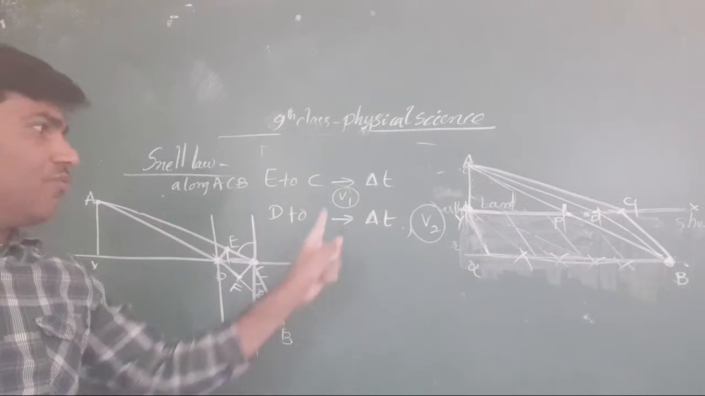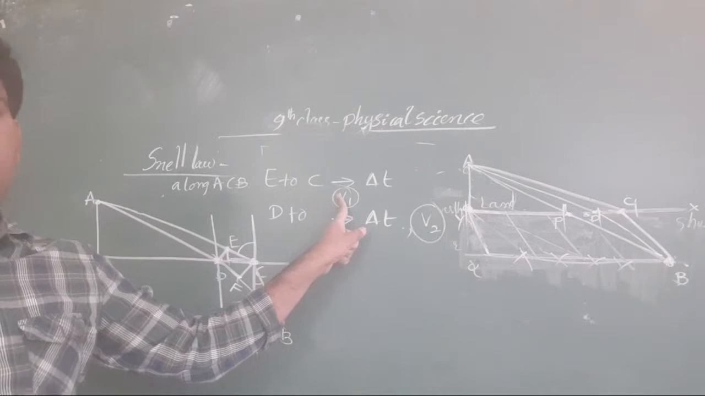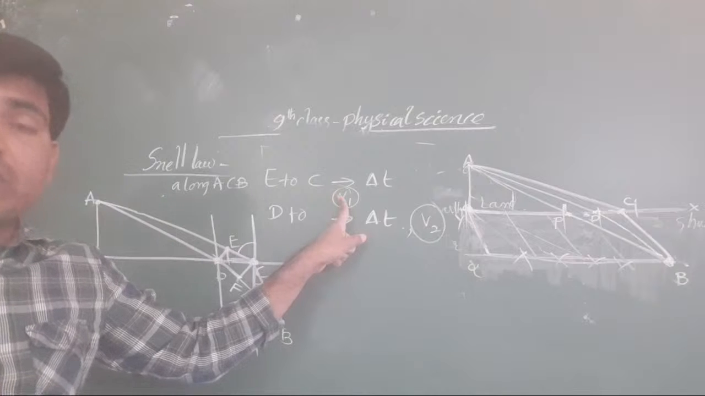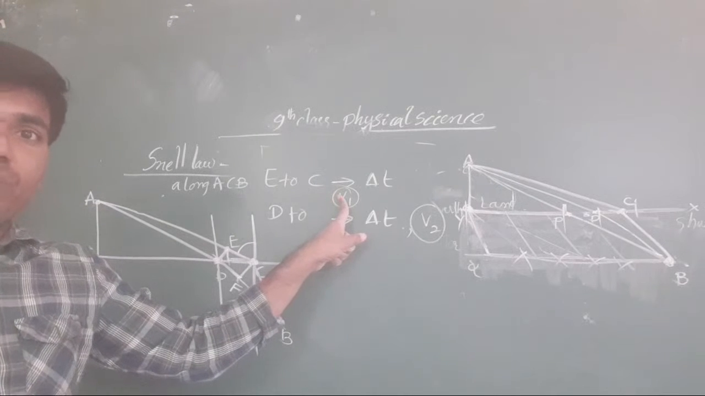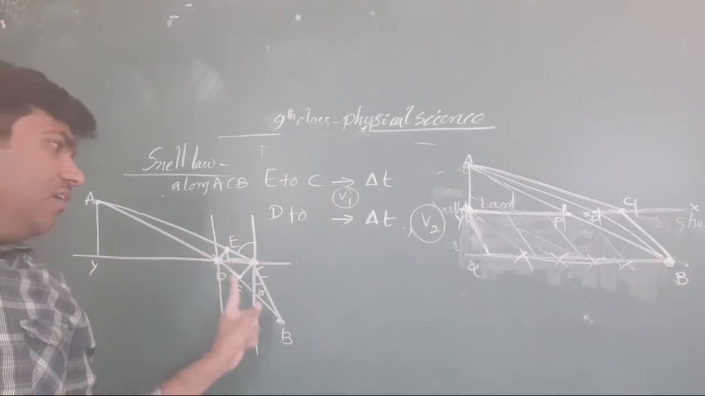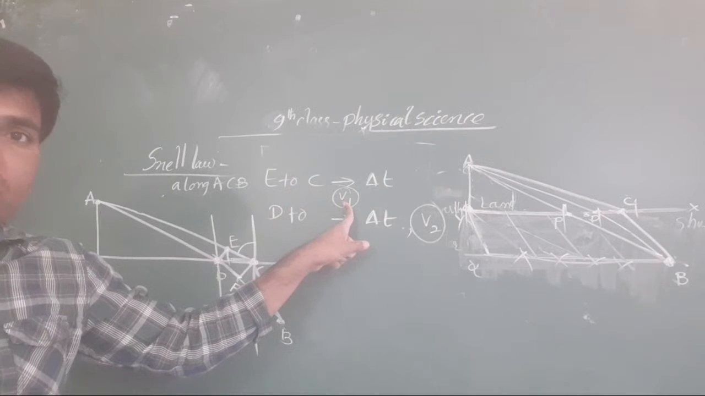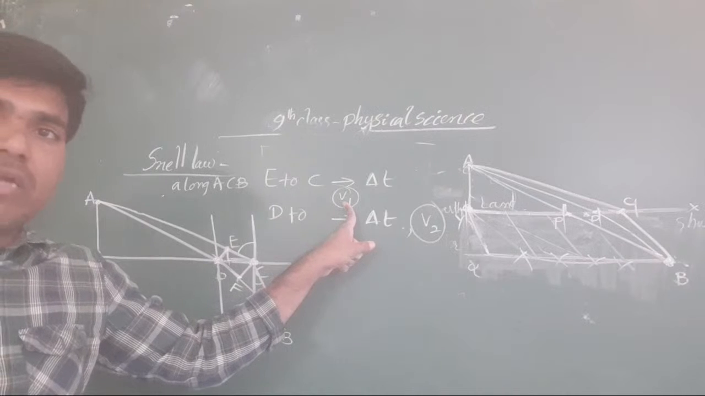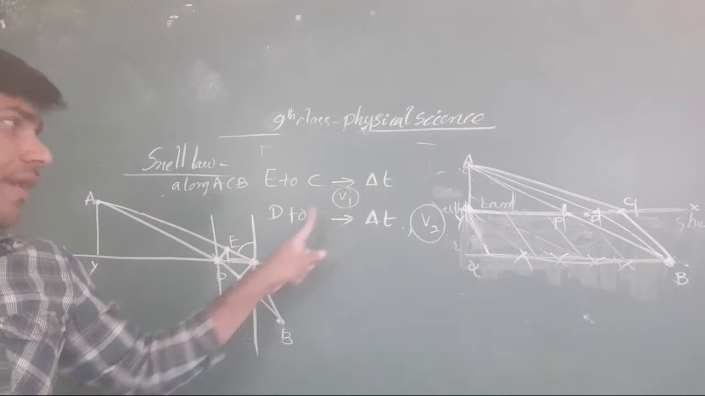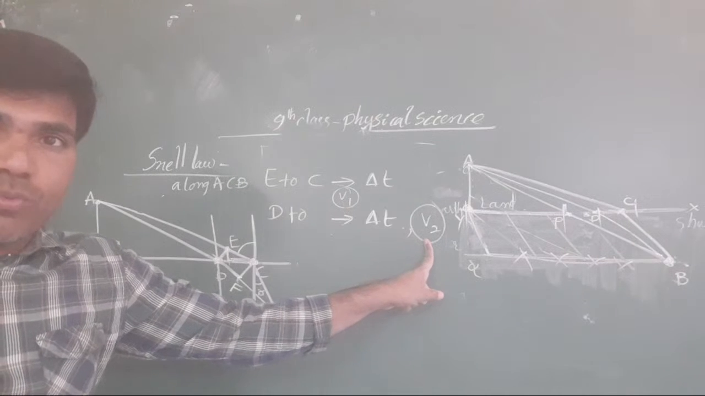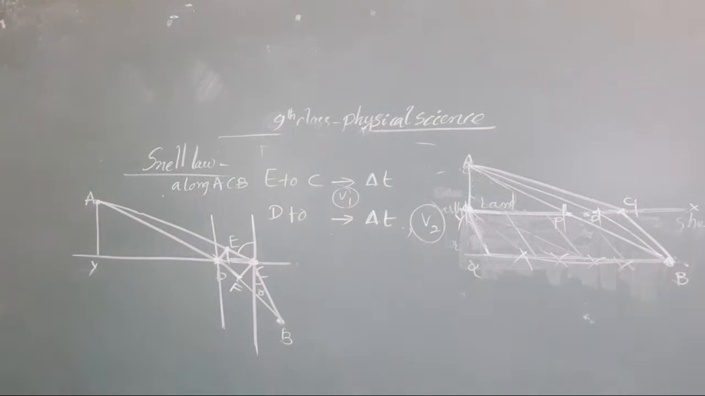Okay, clear or not, all of you? And who travels more distance? Check here: velocities are different, and the time taken is more. Now he is on land, he is in water. The velocity of the one who travels on land will be taken as V1, and the velocity of the one who travels in water will be taken as V2. Okay, clear? Now check it here.